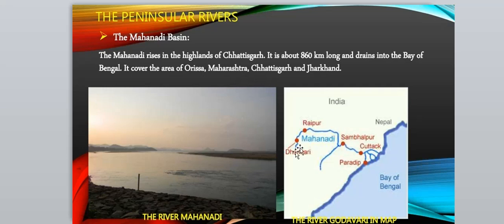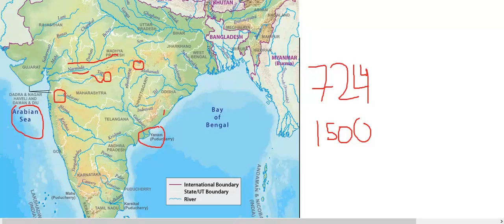Many projects have been there on its system. Okay, Jharkhand also. So let's see where is Mahanadi. See here, it originates from here in Sihawa in Chhattisgarh. Total length is around 851 kilometers, or you can say 860 kilometers.